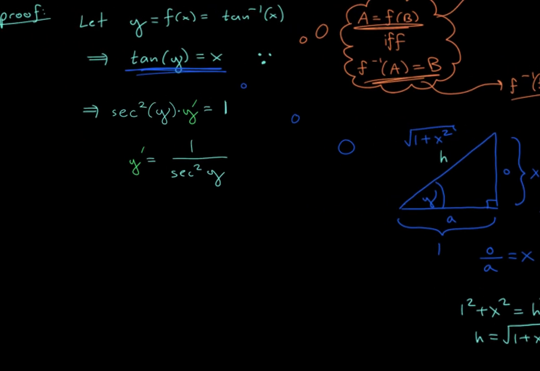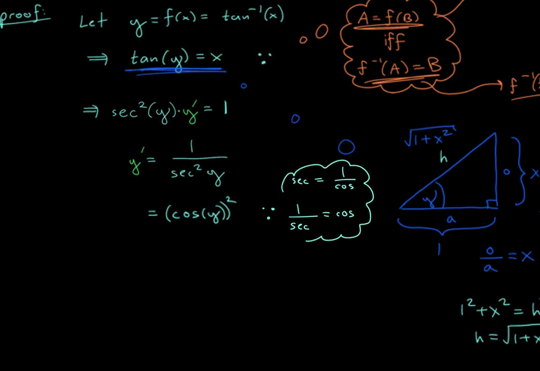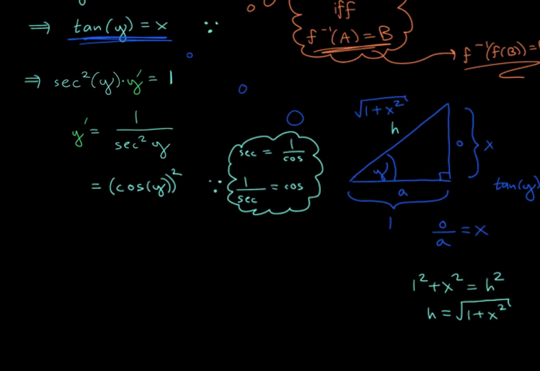Now, secant, coming back over here, secant is the reciprocal of cosine, which means that the reciprocal of secant is also cosine. In other words, this is the same thing as the cosine of y squared. And so I'll justify that. That's because 1 over secant is equal to cosine. In particular, secant is the same thing as 1 over cosine, as long as cosine's not 0.